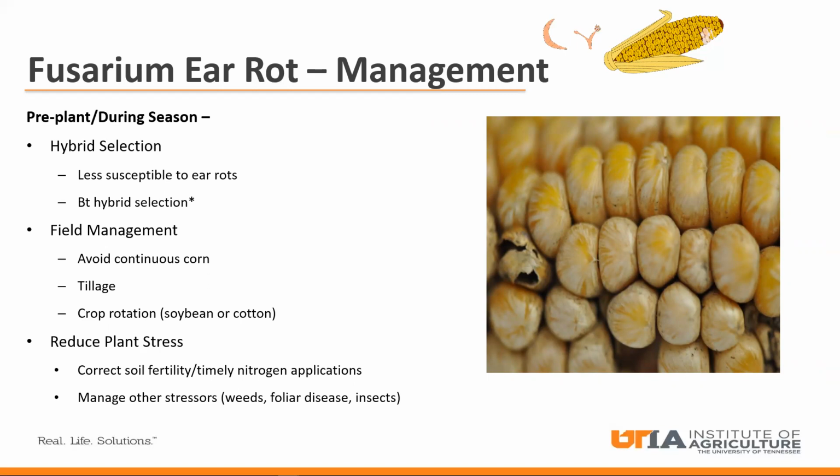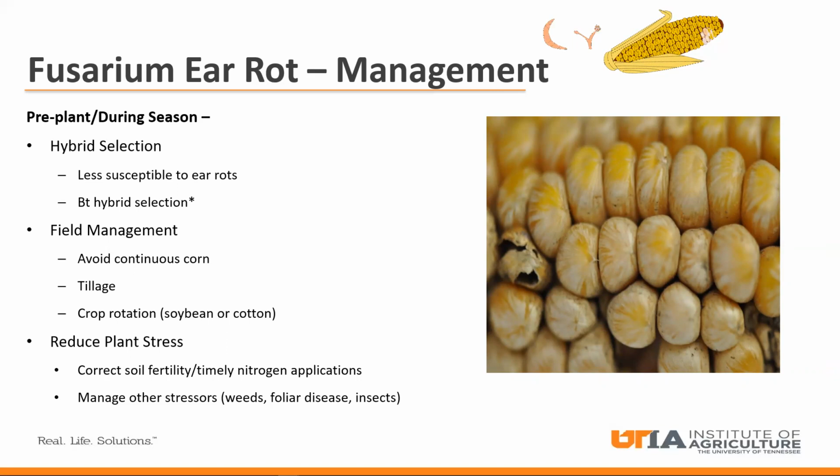So selecting a Bt hybrid that gives protection from ear feeding insects is also a good option for Fusarium ear rot. I'm saying this mainly because there's been more data that it's more connected, unlike our Aspergillus ear rot, which is very variable in its response to Bt hybrids and Bt hybrid insect protection and its effect on aflatoxin.